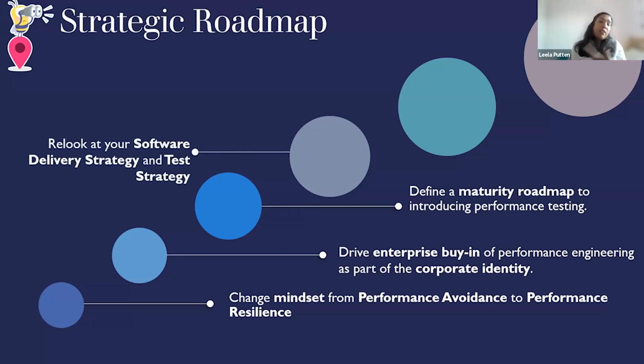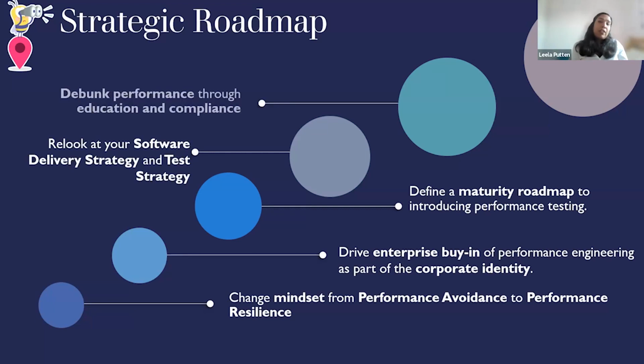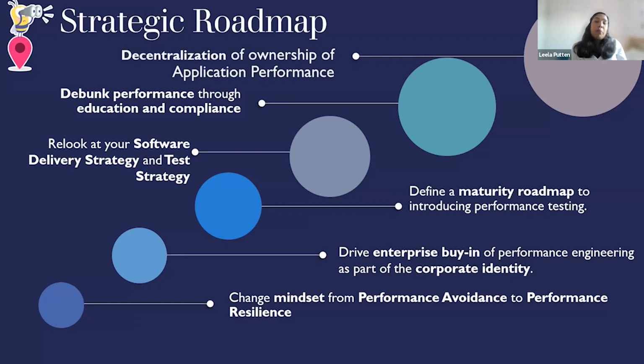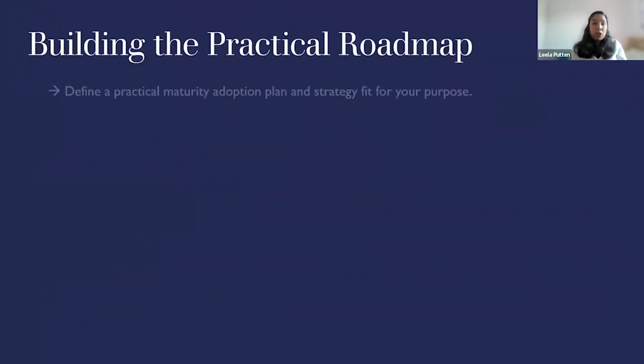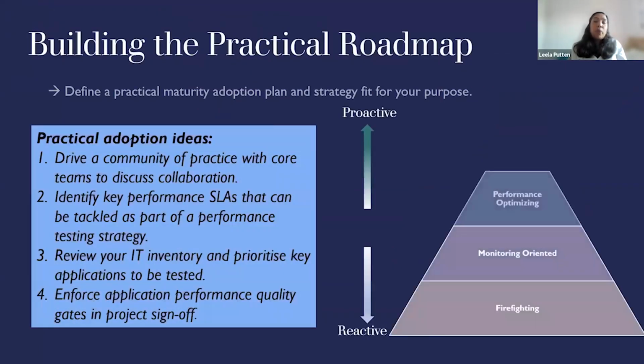Relook at your software delivery strategy and your test strategy, and then debunk performance through education. Drive the conversation, explain to people what it looks like operationally, practically. So that's for me very important. And then also drive the decentralization of ownership of performance. If everybody does their part for performance, we will be in a much better shape when it comes to that subject. So the operational points, some of the points are as follows.